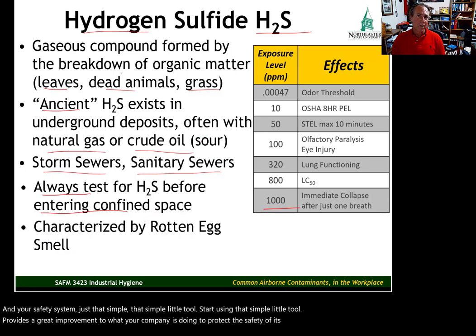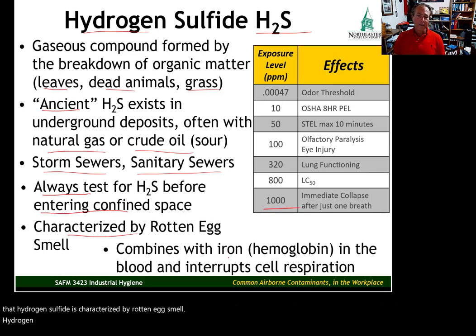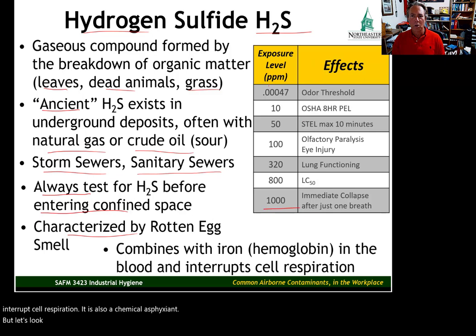Now, I've already mentioned that hydrogen sulfide is characterized by a rotten egg smell. Hydrogen sulfide, like carbon monoxide, combines with the iron or the hemoglobin in the blood and interrupts cell respiration. It is also a chemical asphyxiant. But let's look at the exposure levels and the effects.